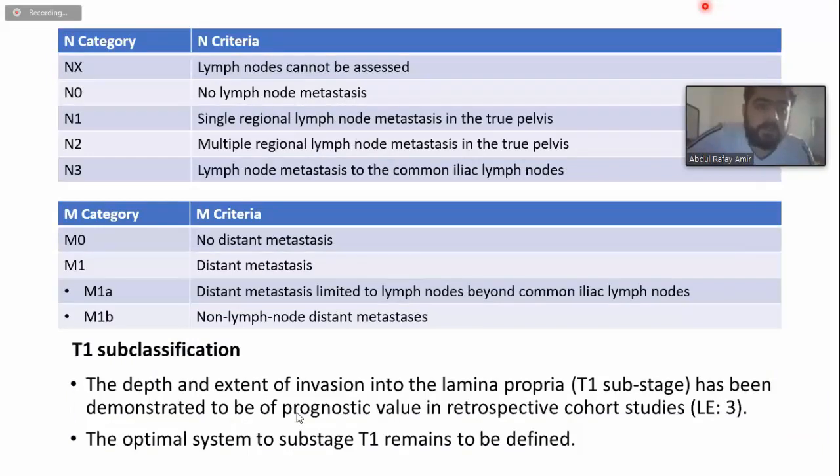NX, cannot be assessed, no lymph node found. N1 is a single lymph node metastasis in the true pelvis, N2 is multiple in the true pelvis, and N3 means the lymph node has metastasized to the common iliac lymph node. And the M category: M0, there's no distant metastasis, and M1 is distant metastasis. This is further divided into two groups, A and B. On the topic of T1 subclassification, the depth and extension of invasion into the lamina propria has been demonstrated to have a prognostic value. However, it is not yet a part of our TNM system.